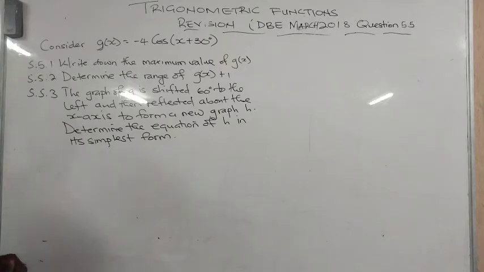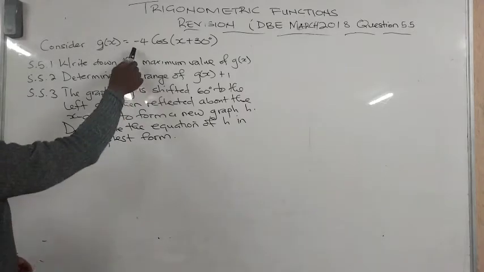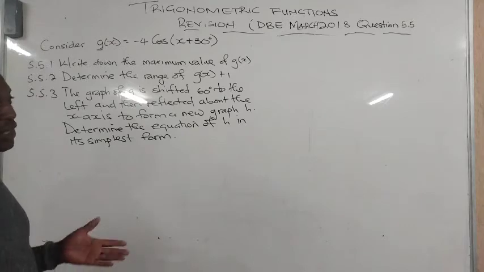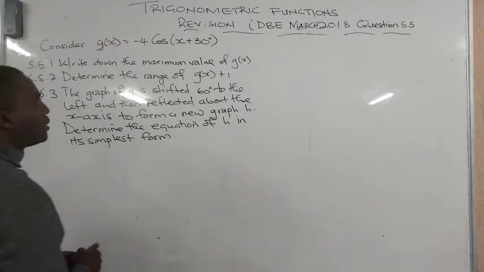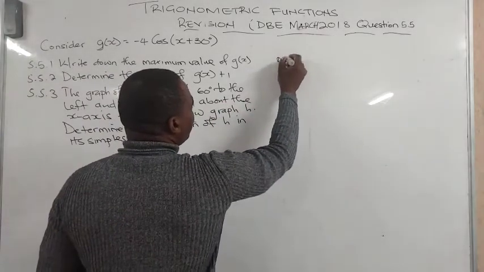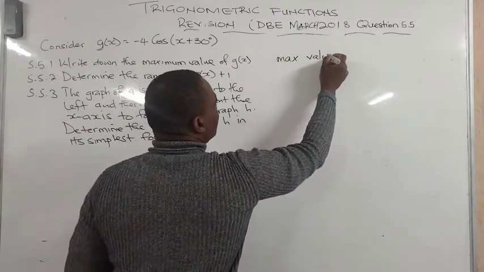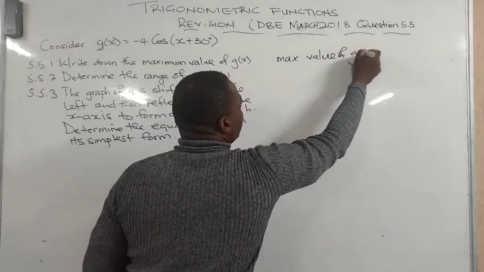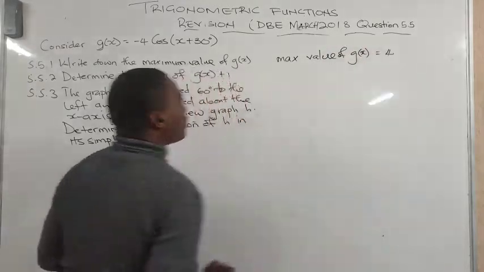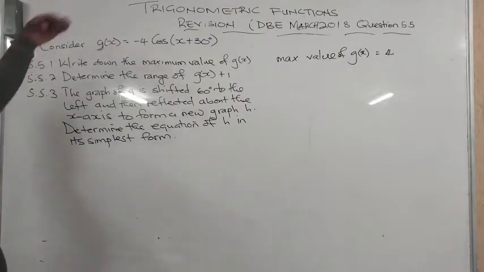Alright, then the questions 5.5.1, write down the maximum value of g of x. So the maximum value of g of x is simply coming from the amplitude. We already know that the amplitude is 4. So the maximum value of g of x is simply equal to 4, because this graph has a maximum of 4 and a minimum of negative 4.